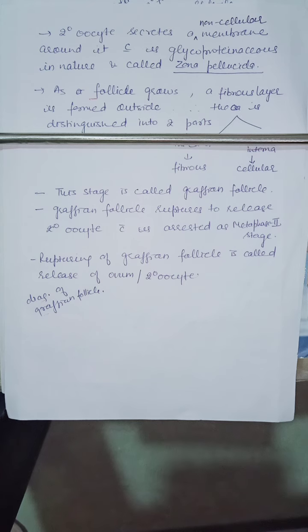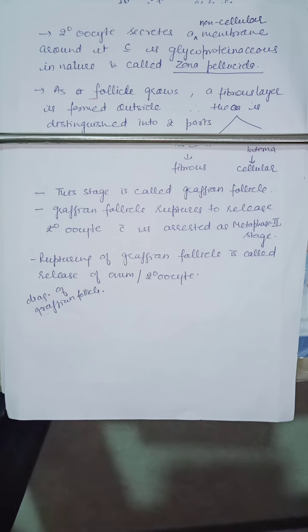This primary oocyte has to be protected till puberty. Therefore, it is surrounded by granulosa cells. So, primary oocyte surrounded by granulosa cells is known as primary follicle. Now, this primary follicle is surrounded by theca cells, which are derived from stroma. This stage is called secondary follicle.